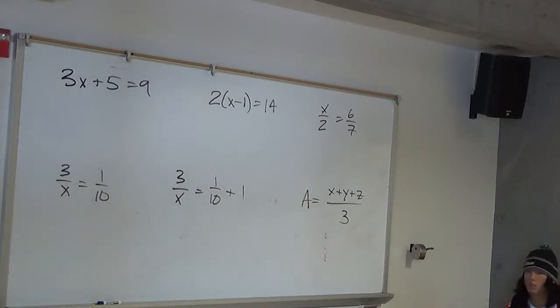All right, so pick an equation. Let's pick an equation and solve it. Tell me your name again. Toby. Toby, go. Pick an equation. Which one? The first one, the top left. 3x plus 5 equals 9. Yes. Let's talk about that.